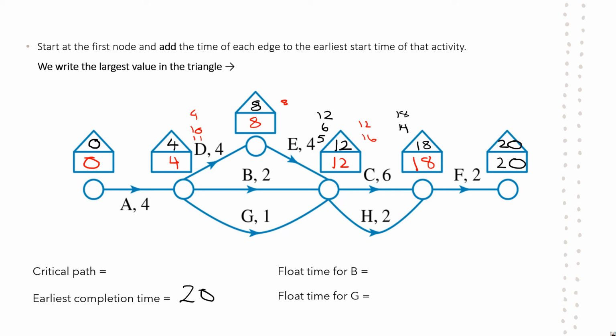So the critical path here is the edges that we have to follow, which makes those highest totals, where the triangle and the rectangle are the same value. So for this one, the critical path will be A, D, E, C, and F. Those were the edges that made the values in the triangle and rectangle the same.